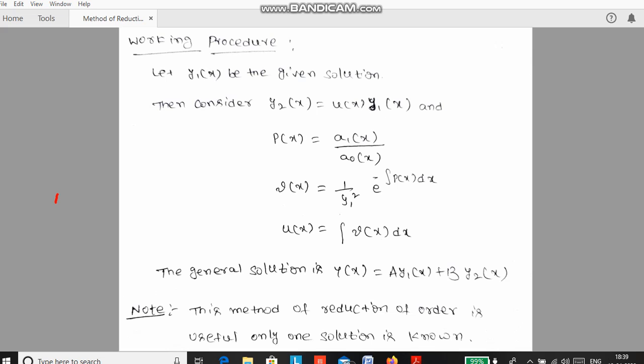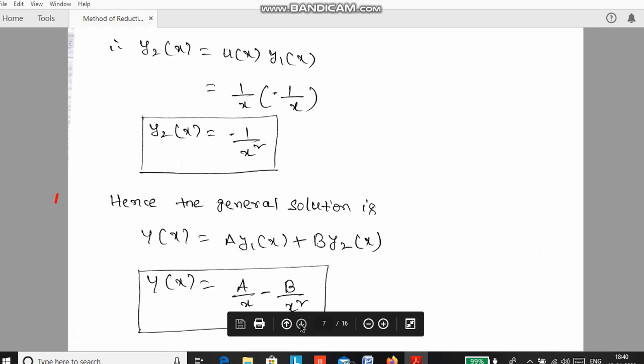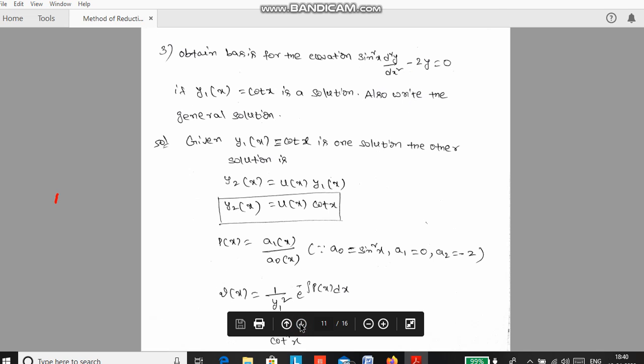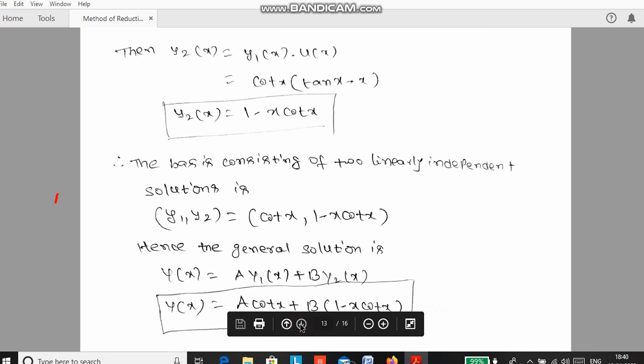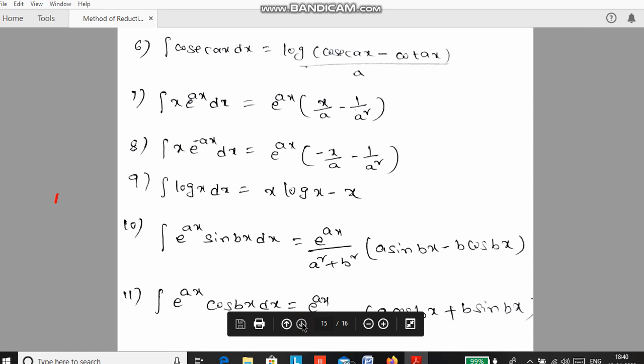So in the last class, we already discussed the method of variation of parameters and the Euler-Cauchy equation, and before that, we discussed Wronskian. The method of variation of parameters is important for the essay question of 5 marks, the Wronskian is important for 2 marks, and this method of reduction of order is also important for 2 marks. Before doing these methods, these are the useful 10 integration formulas you have to remember.